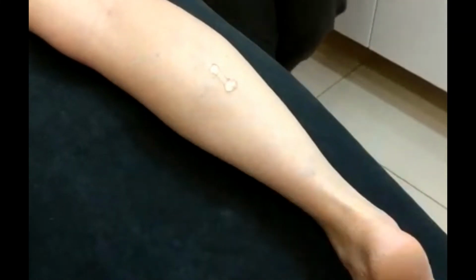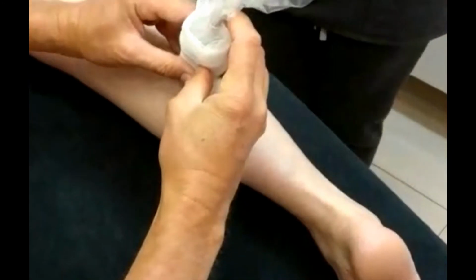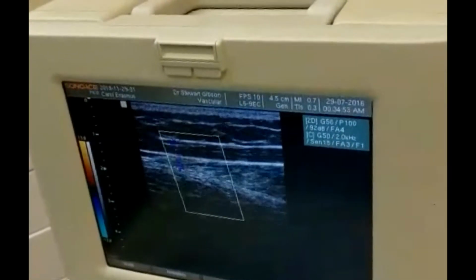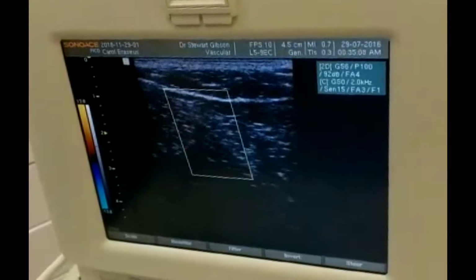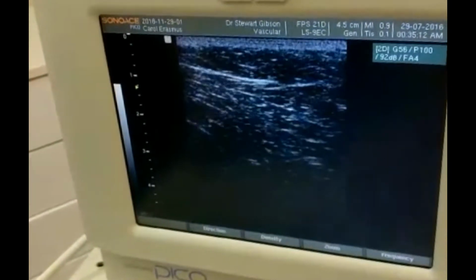Looking at the posterior circulation, we'll notice that there are some perforators clearly visible. But what I'm going to do is ask you to turn your side facing towards Abby, if you don't mind. We're looking in the popliteal fossa, right posteriorly.